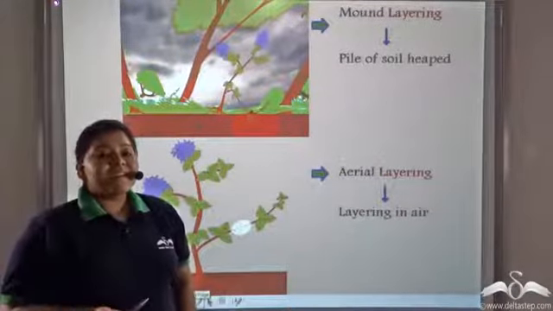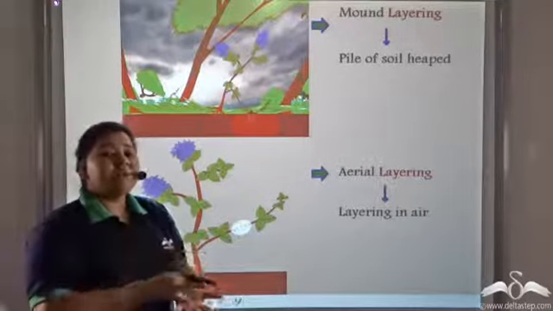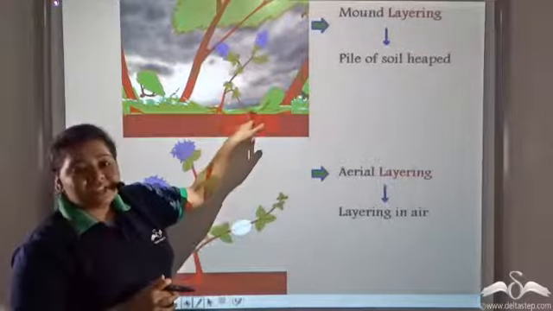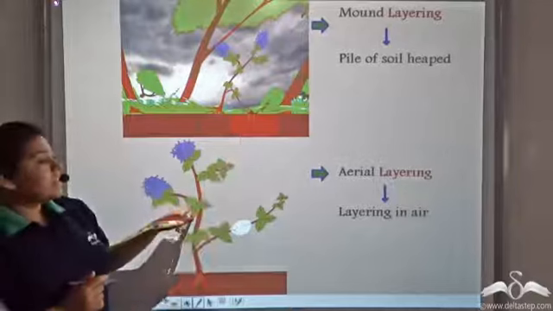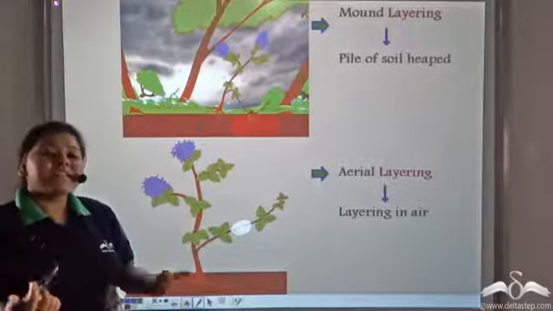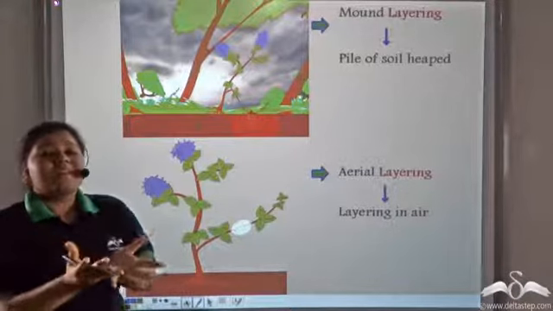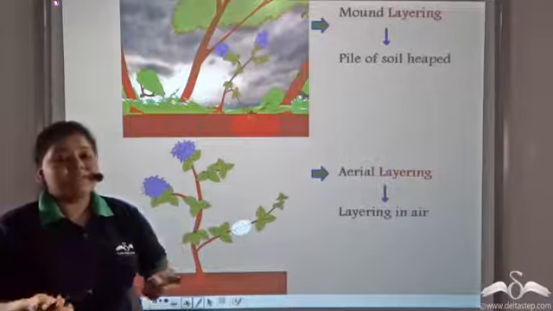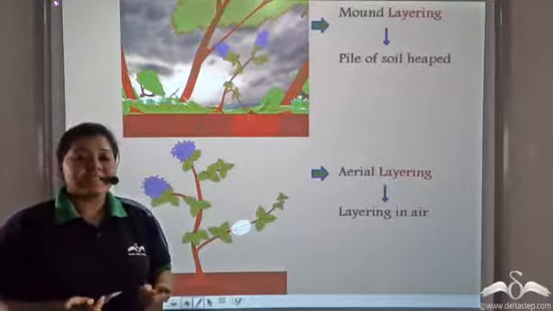So mound layering is the layering when we artificially put a mound of soil on this vegetative part of the plant, and aerial layering is the layering which is done aerially or in the air, where a water moss is wrapped on the vegetative part which supplies it with water and root formation has taken place.